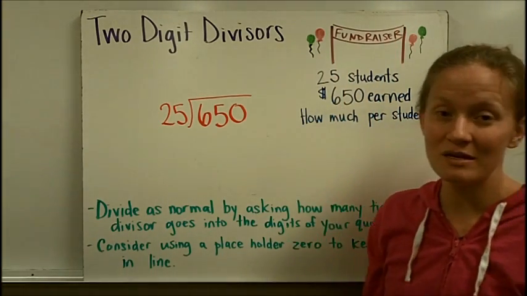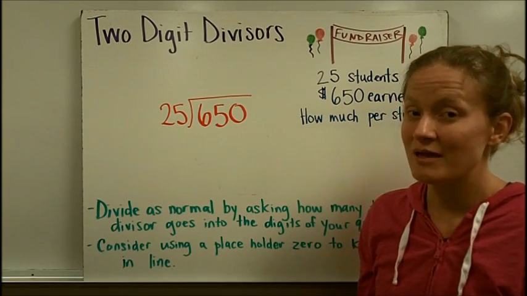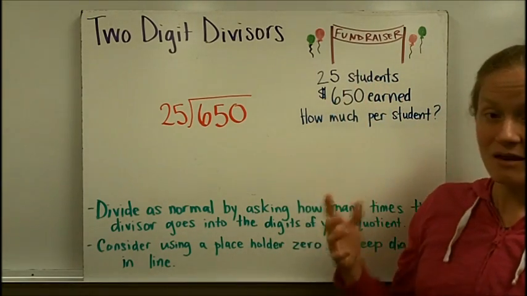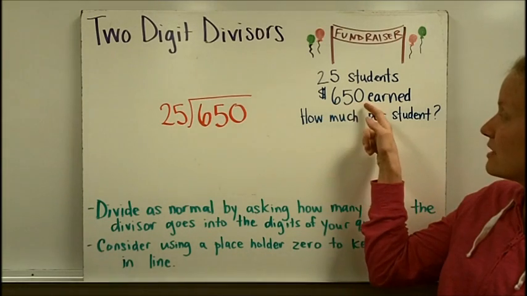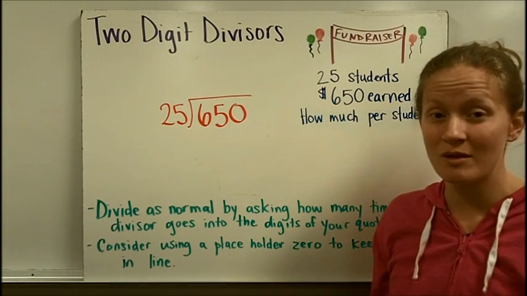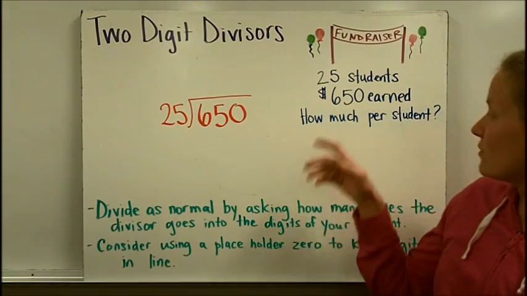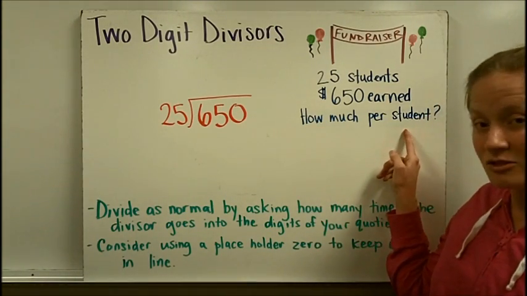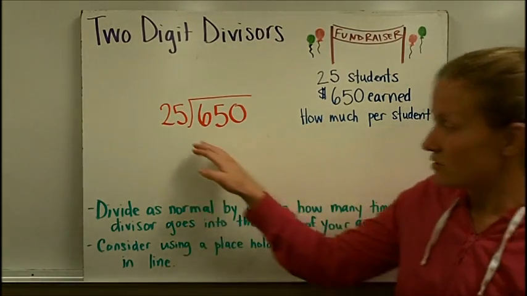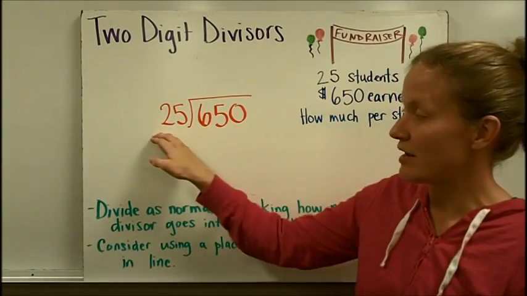25 students need to raise some money for a field trip, and so they hold a fundraiser. And at the end of their fundraiser, they have earned $650, and their teacher told them that they could split the money evenly to go towards their field trip. So we need to figure out how much each student earns at the fundraiser. So we're going to divide 650 by 25.